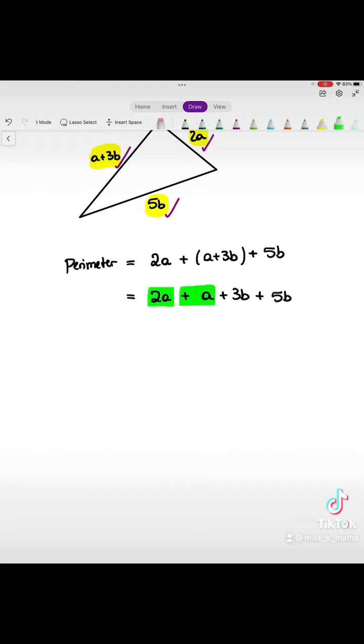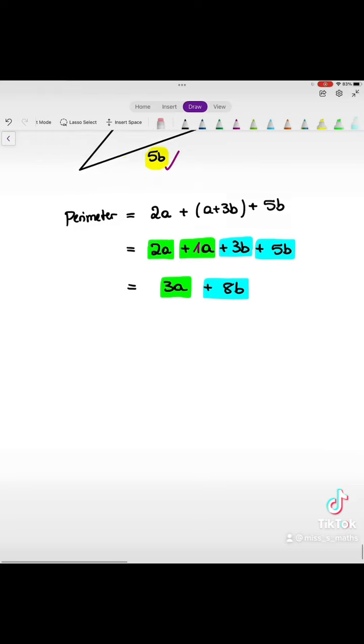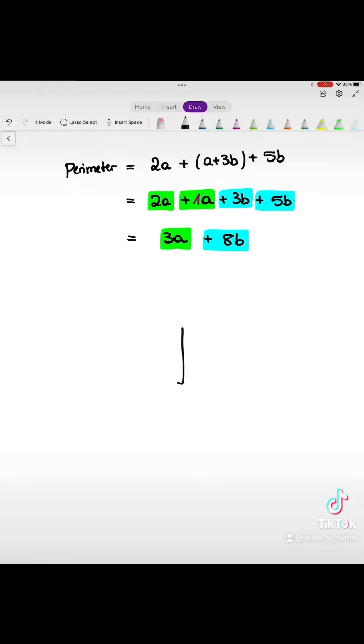We know that we're only allowed to add like terms, which means only the same letter with the same power. We have a's and b's in there, so we're going to focus on the a's. We have 2 and 1 of the a's, which is 3a in total, and we have 3 and 5 of the b's, so we add them together, which is 8b.